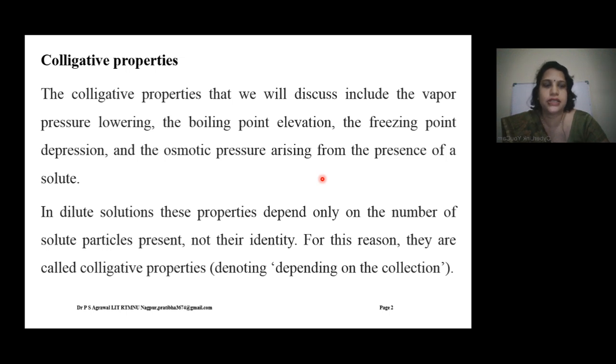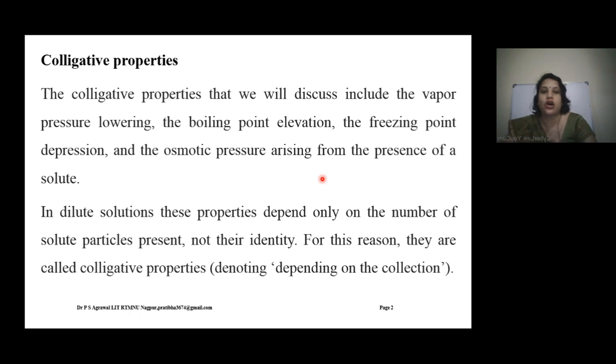The colligative properties for a given solvent depend only on the concentration of the solute and not on the nature of the solute. This characteristic can be exploited to learn something about the solute. Most commonly, it is used to determine the molecular mass of the solute. The colligative properties that we will discuss include vapor pressure lowering, boiling point elevation, freezing point depression, and osmotic pressure. In dilute solution, these properties depend only on the number of solute particles present and not on their identity.